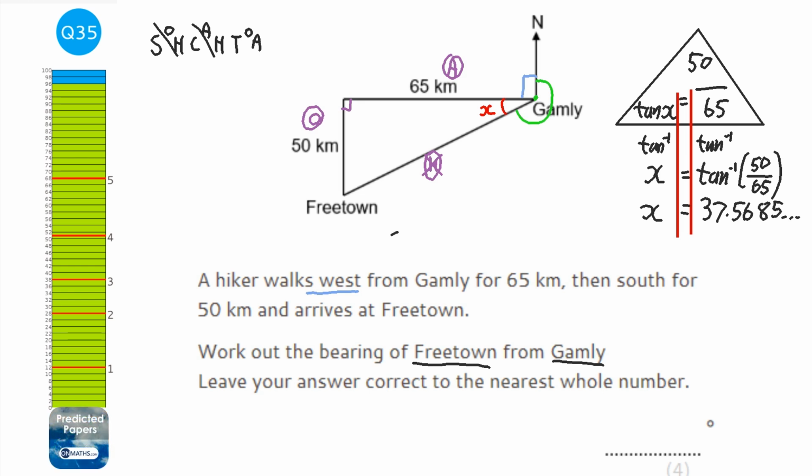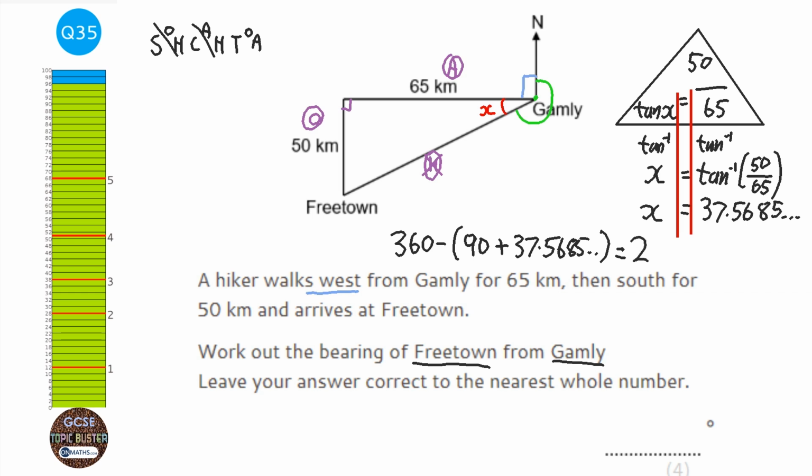Okay, so we're going to add that to the 90 degrees, and we're going to take it away from 360, so we'll write that down. So 360 take away the 90 plus 37.5685 and so on. Okay, so I'm going to type in 360 minus brackets 90 plus answer, close brackets, and it gives me the answer of 232.431 and so on, and I'm going to just write that down as it says to the nearest whole number, so it's going to be 232 degrees as my bearing.